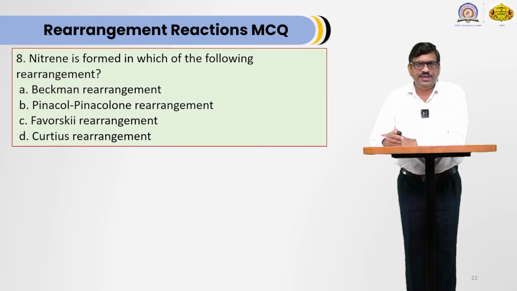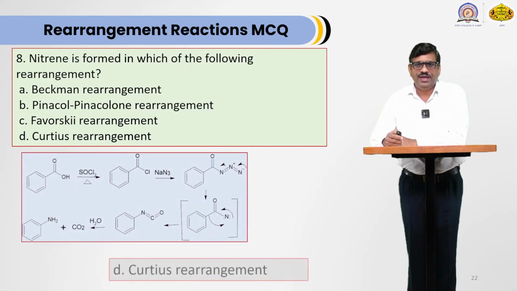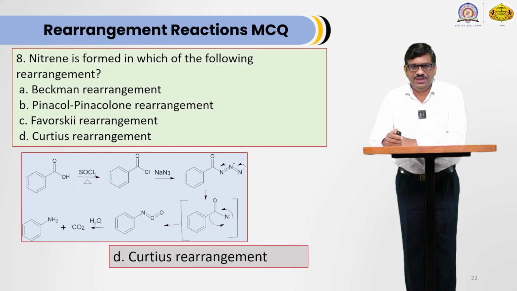Question number 8. Nitrene is formed in which of the following rearrangements? Beckmann rearrangement, oxime is the starting material, pinacol rearrangement, diol is the starting material, Favorskii rearrangement, alpha haloketone is the starting material. That's why Curtius, that is the only option remaining here. And in Curtius rearrangement, nitrene intermediate is formed. It is shown in this mechanism that there is formation of nitrene intermediate.